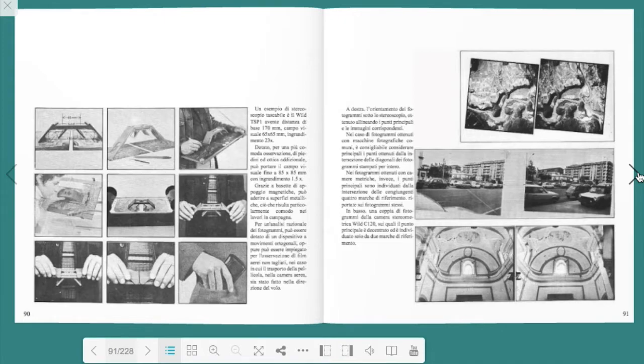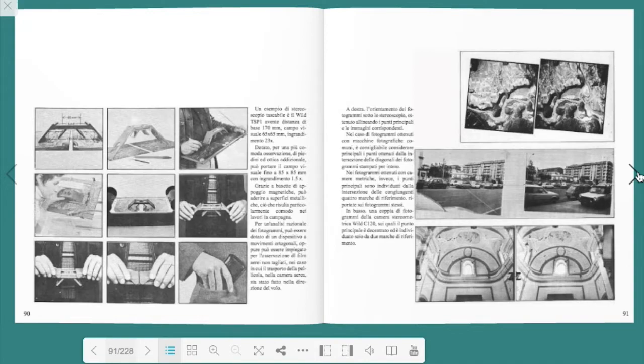For a rational analysis of the frames, it can be equipped with a device with orthogonal movements, or it can be used for the observation of uncut aerial films, in case the transport of the film in the air chamber has been done in the direction of the flight.